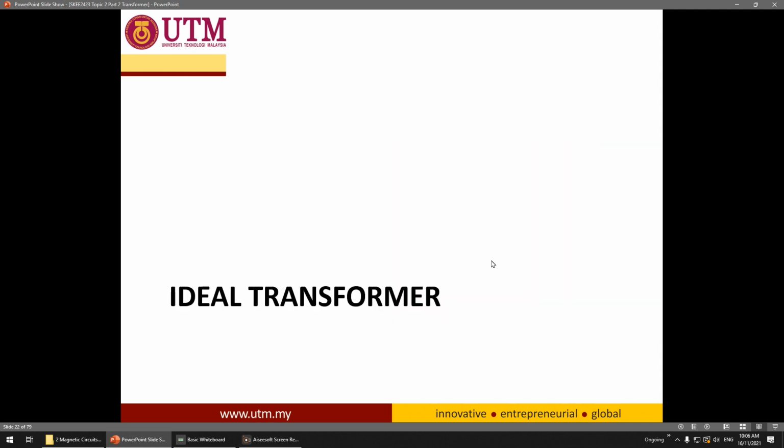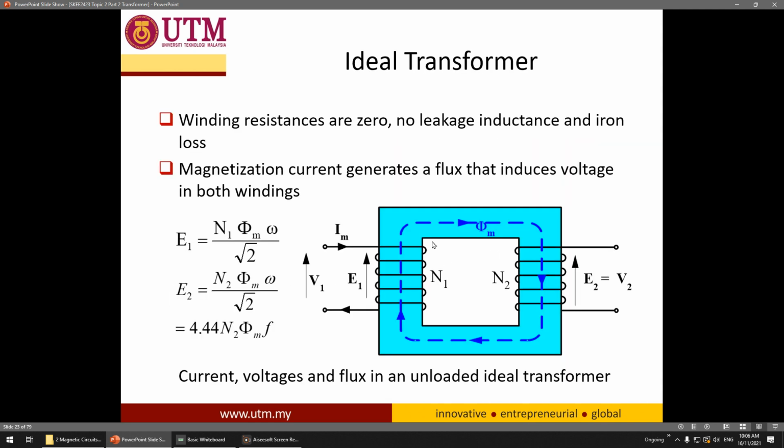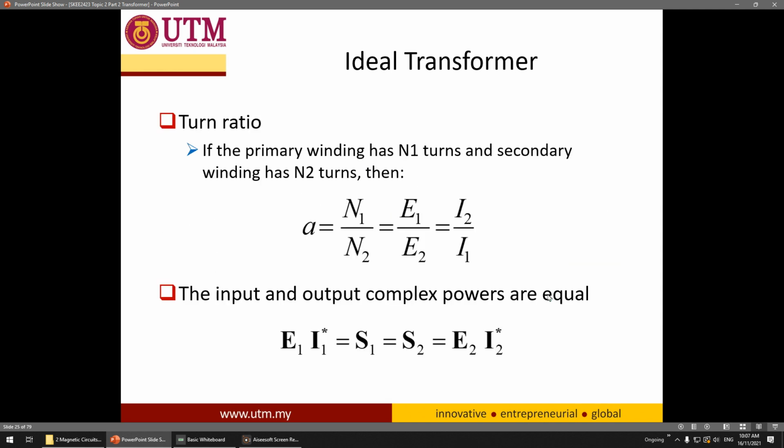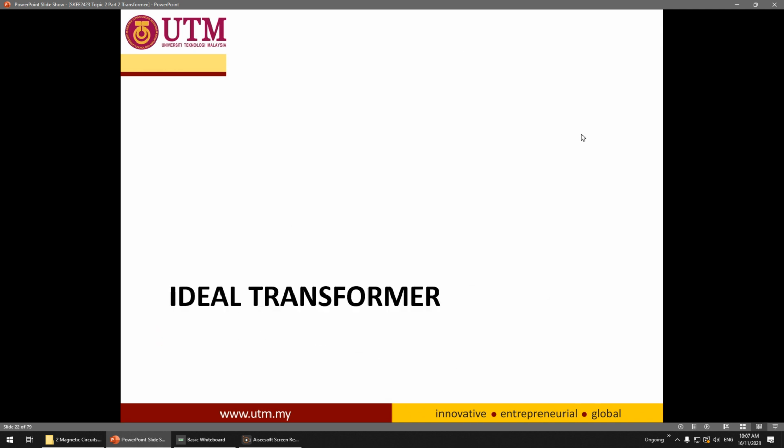Okay, so I think that's it for today. Next class we will learn about the ideal transformer, the calculation of an ideal transformer. Okay, so that's it for today.